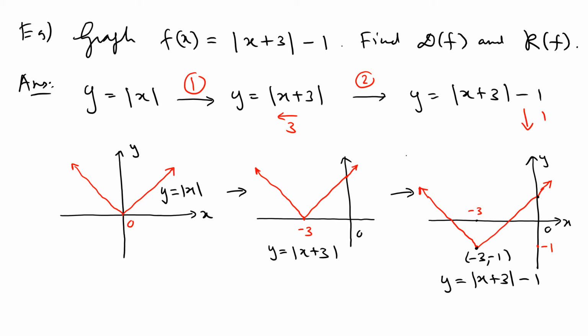If you plug in 0, what do you get? You get |3| - 1, which is 2. That means this point is 2. Okay, the new intercept is 2. Good. So that's what happened.